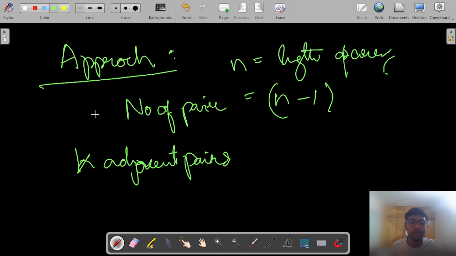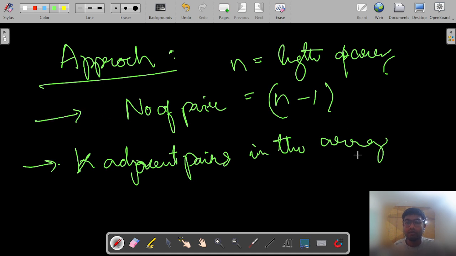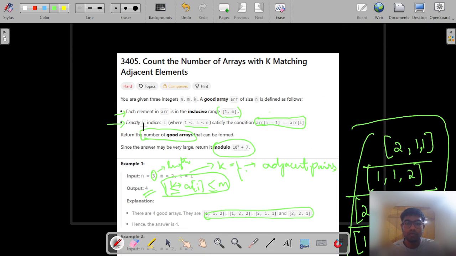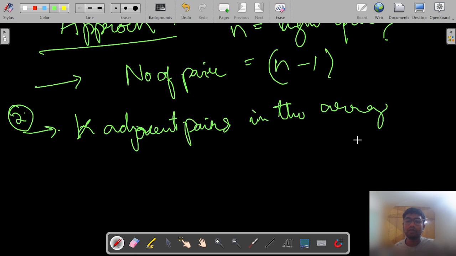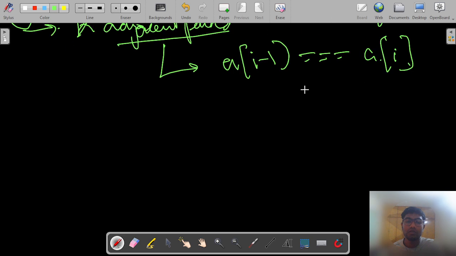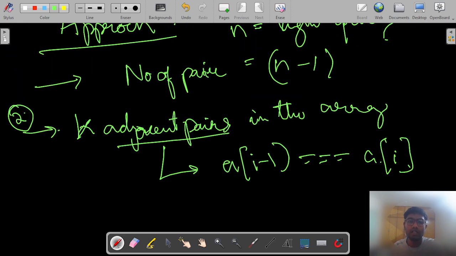so if we are asked to pick k adjacent pairs in the array to make it valid, this is the point 2, I believe, to have k adjacent pairs. An adjacent pair consists of a[i minus 1] equal to a[i]. So this is the meaning of adjacent pairs. So we can calculate the number of pairs.